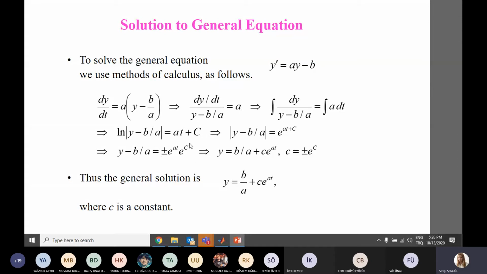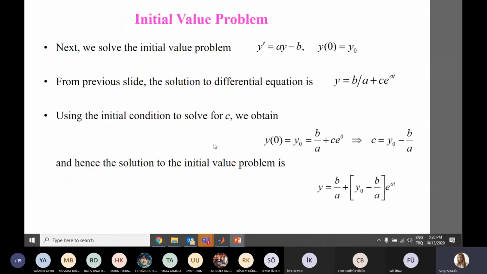Since e to the c is just another constant, and I can get rid of the absolute value by putting plus or minus, then I can solve this equation for y, and I can find the solution in a general way for this kind of differential equations. Okay? I don't want you to memorize the solution in that way. I want you to put all these steps on paper once you are solving your exam. Okay?